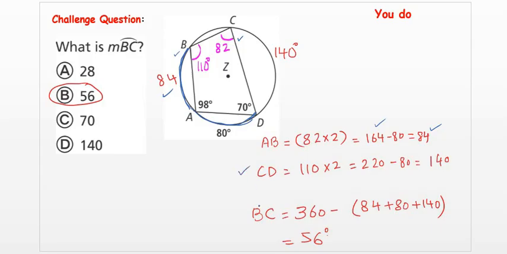Follow the same steps for the CD, and when you get this part, this part and this part, subtract these 3 parts from 360. It will give you the value of the arc BC. Pause the video here, try to understand each and every step, and then move to the next questions.